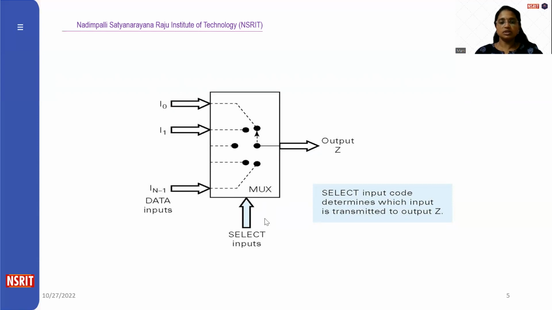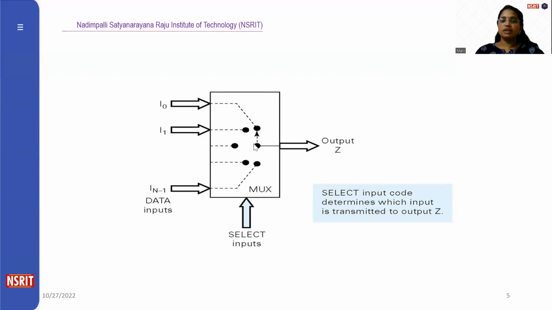The count of the select inputs is determined from the count of the inputs. The number of select inputs will be equal to the log of the number of inputs. So if we have 8 inputs, the selection lines equal log of 8, which is log 2 to the power 3, so 3 select inputs. We require 3 select inputs to operate this mux. We operate the mux by using the select lines. These select lines are used to select the data, and it is routed to an output.